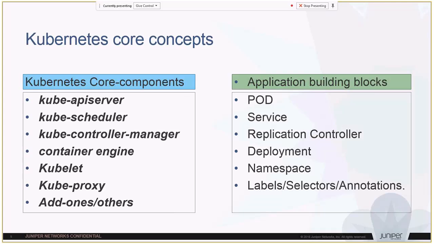So deployment is what I said, the desired state. It could be for a pod or for a service. Namespace is similar to a project or a tenant. Then the labels, selectors, annotations.